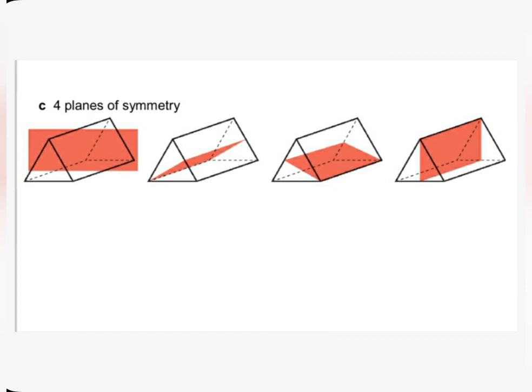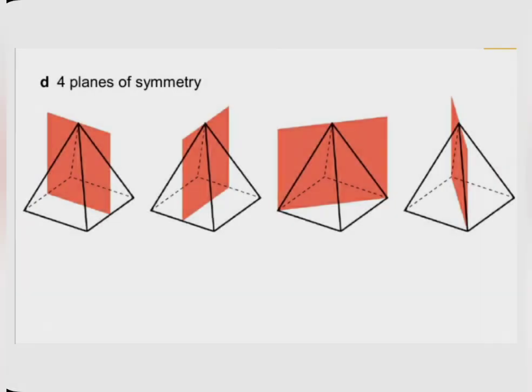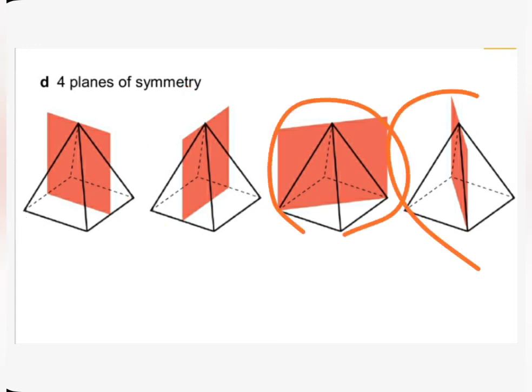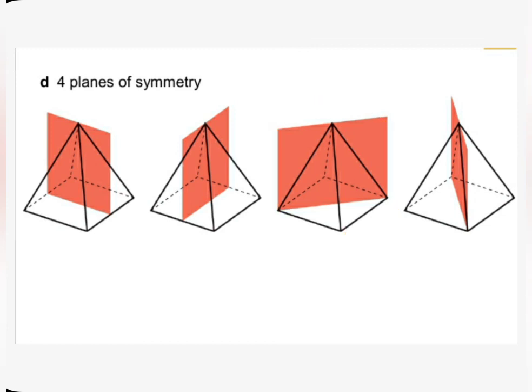Now let's check the picture of D. How many planes of symmetry does it have? Here we have the planes of symmetry for shape D, which is a square-based pyramid. As we said, we have this and this that divide it directly, and this one is diagonal, this and this. So we have 4 planes of symmetry for this shape. And this is how you answer a question like this.